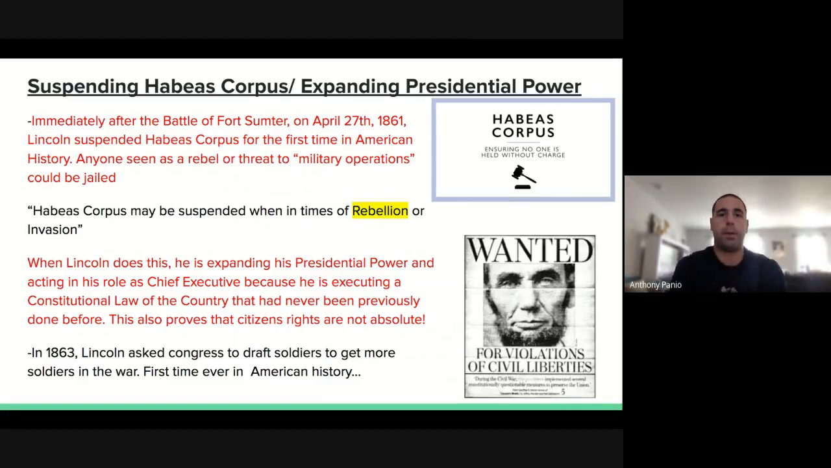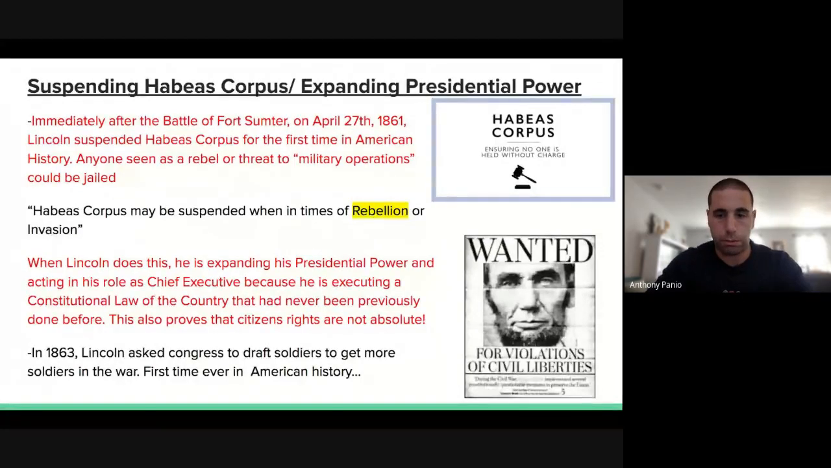Immediately after the Battle of Fort Sumter, which is a battle you guys focused on yesterday, we did that one together, on April 27th, 1861, Lincoln is going to, for the first time in our country's history, suspend habeas corpus. So let's talk about why this is important.